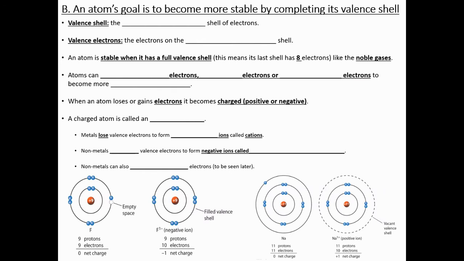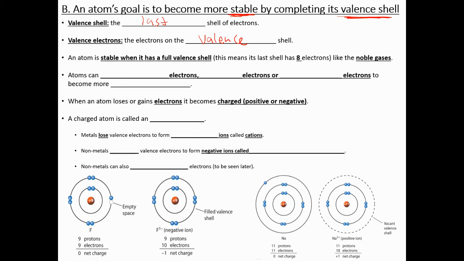The goal of an atom is to become more stable, meaning less reactive. And the way it does that is by completing its valence shell. So if an atom has a complete valence shell, then it's more stable. Remember that the valence shell is the last shell of electrons, and any electrons on that valence shell are called valence electrons. And it's those valence electrons that are really responsible for determining the chemical properties of an element. They're the ones that are going to be reacting or bonding during a chemical reaction.